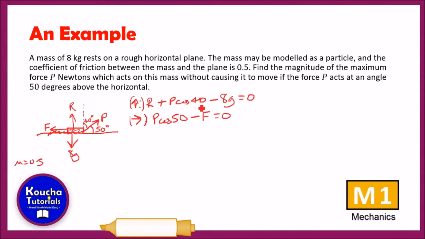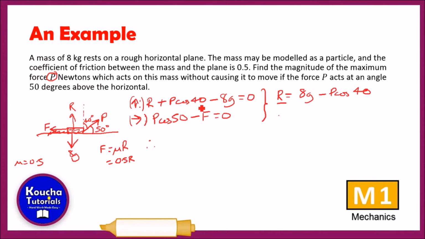And of course, given that mu equals 0.5, we can also say that F equals 0.5 times the normal reaction, so we can replace that later. Now let's rearrange this to make it clearer. The aim is to find the value of P. First, we can take the first equation and make R the subject. So we get R equals 8g minus P cos 40. Hence, from this point, we can substitute this into the second equation, knowing that we have F.